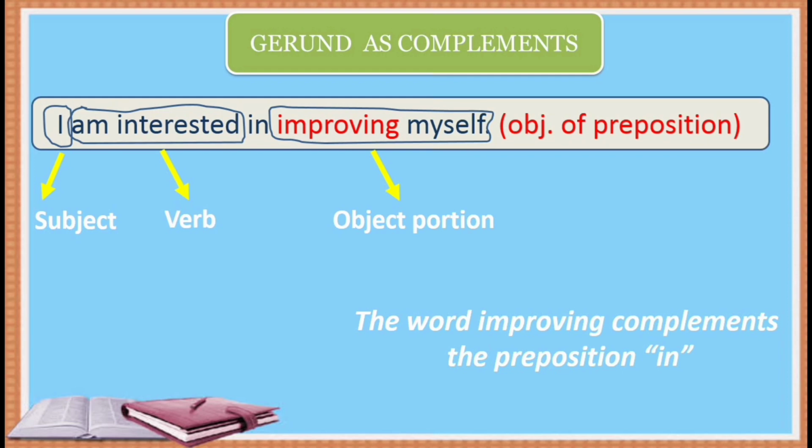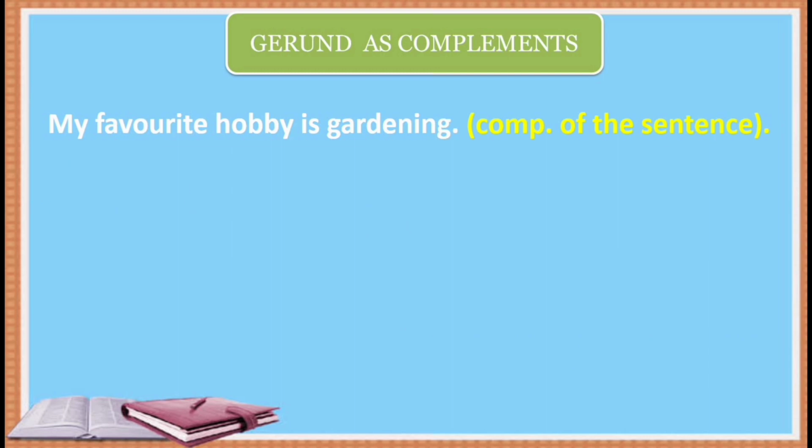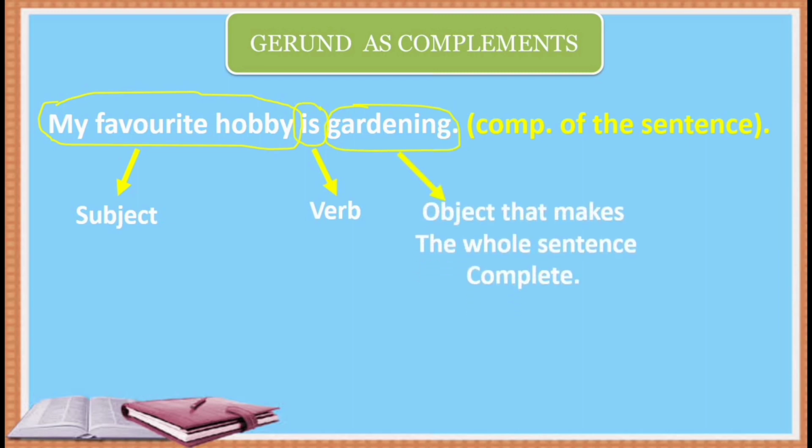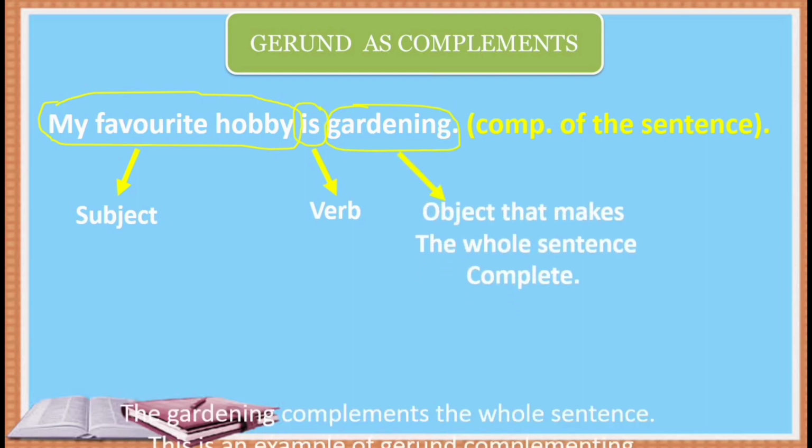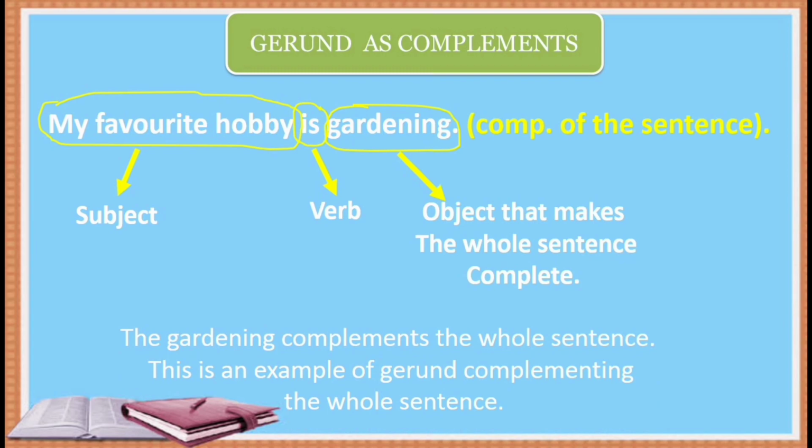Let us look at one more example. My favorite hobby is gardening. In this sentence, my favorite hobby is the subject, is is the verb, and gardening is the noun that makes the whole sentence complete. So this is an example of gerund complementing the whole sentence.